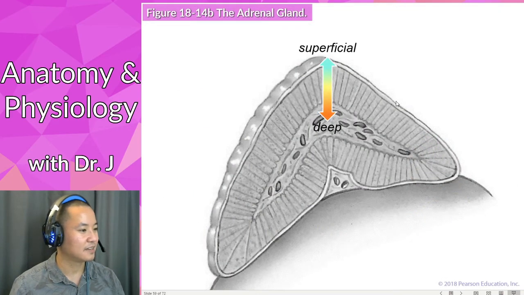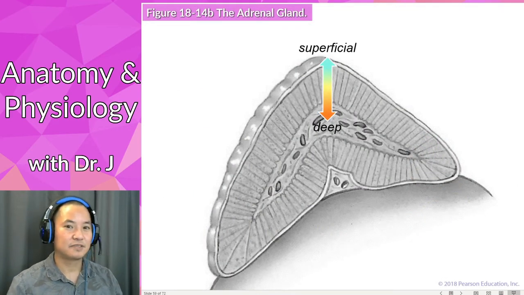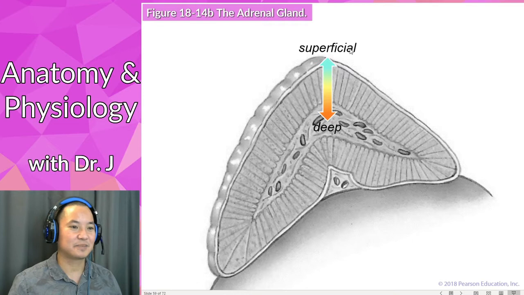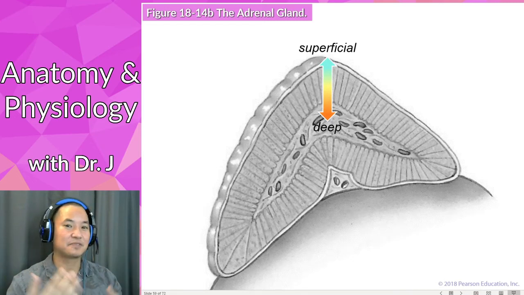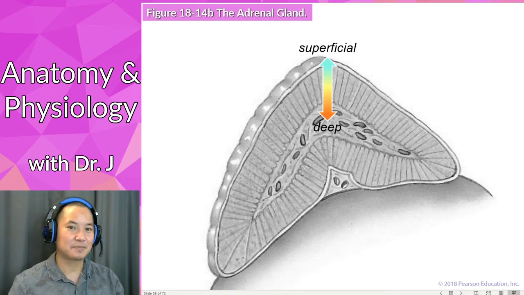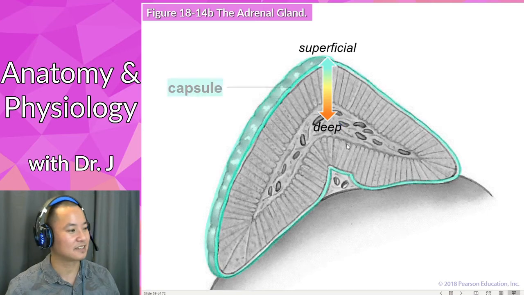Now what we have here is a cross section of the adrenal gland, and we have anatomical directions. So superficial, if someone's superficial in terms of the people they date, they're only concerned with appearances, right? They're only skin deep. Whereas deep means they're looking for something more below the surface, right? So superficial and deep are opposite directions.